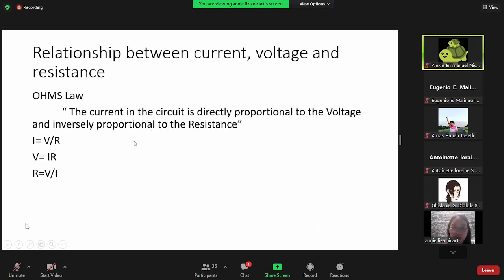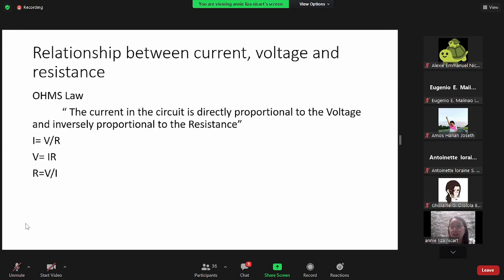Stronger. Higher. Decrease by how much? Four times. Electric current. If we decrease the resistance 4 times, what will happen to the value of the electric current? Granted that the voltage is constant, the same voltage. It will increase. Okay, very good. The current will increase 4 times.